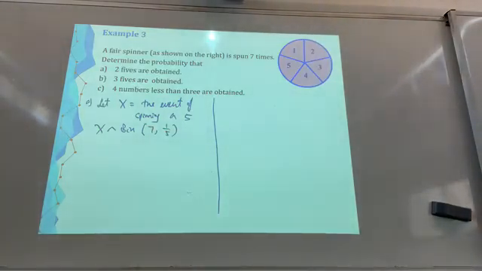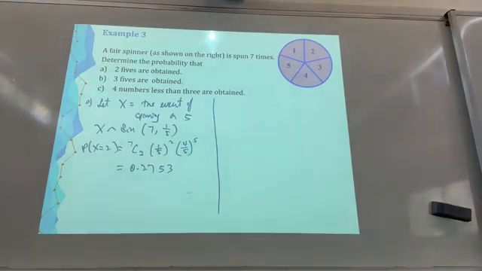Now, 2 5s are obtained. So out of the 7, I want 2 5s. So 7C2. This one is calculated. You have to be able to use your calculator. So it's 0.2753. Got it? Agree? Make sure that you know how to use your calculator, and B should follow the same thing.